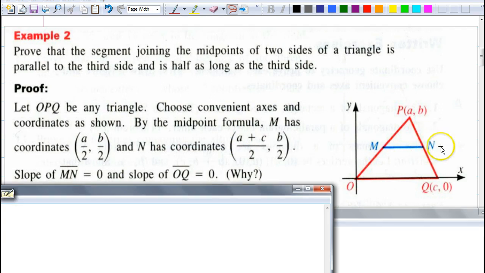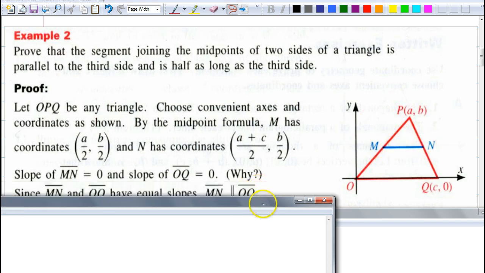Because isn't M on the right side of N? So M has a bigger value of x than N, right? In this picture. I mean, obviously it could have been somewhere else, but it doesn't really matter because when you look at the distance of M and N, it's the absolute value of it anyway, right? So, okay, so there you go.